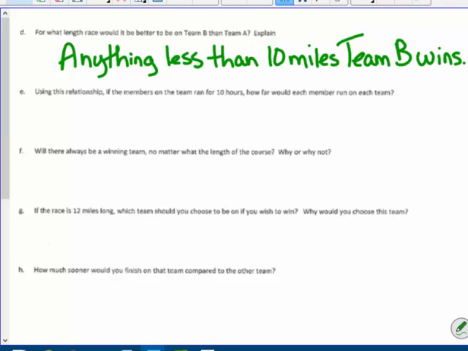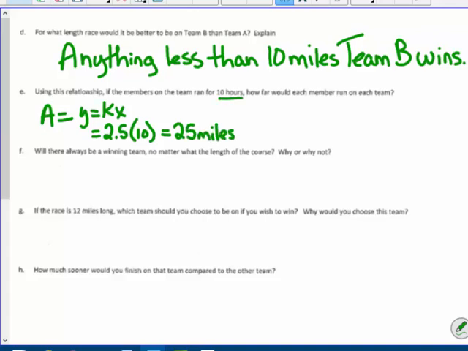Using this relationship, if the members on the team ran for 10 hours, oh, we already saw that, how far would each team member be? They would be exactly the same, right? Oh, wait. If they ran for 10 hours, 10 hours, not 10 miles, I read that wrong. So 10 hours. Well, Team A has a constant rate, right? y equals kx. So if I take my 2.5 and multiply it by my time x, 10, Team A is going to go 25 miles.